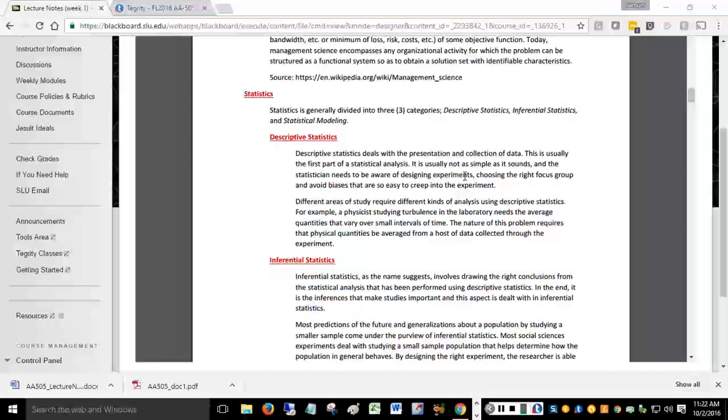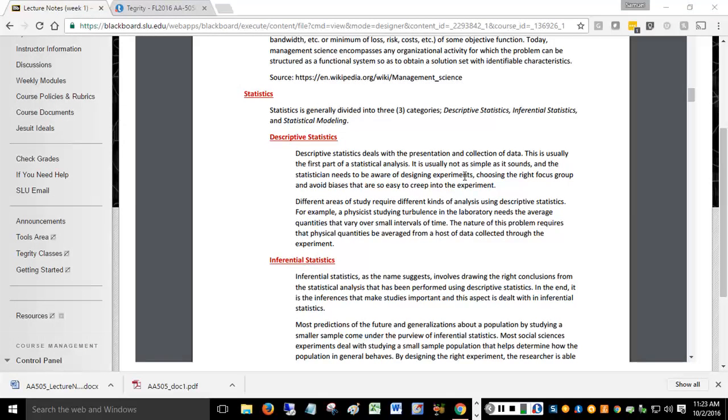Another very large area is statistics. Statistics is generally divided into three categories: descriptive statistics, inferential statistics, and statistical modeling. If you take a stats course, you're also going to talk about probability because probability is needed to perform other aspects of inferential statistics. So descriptive statistics deals with the presentation and the collection of data. Usually this is what you would conduct as the first part of a statistical analysis.